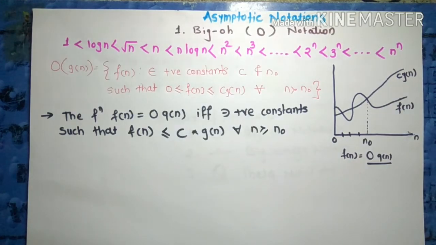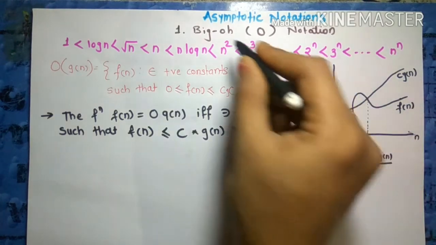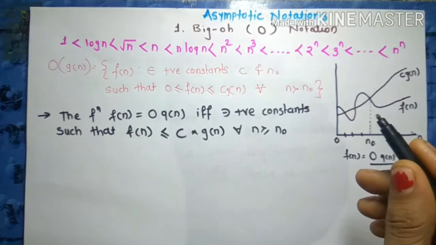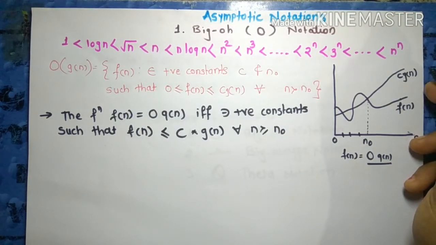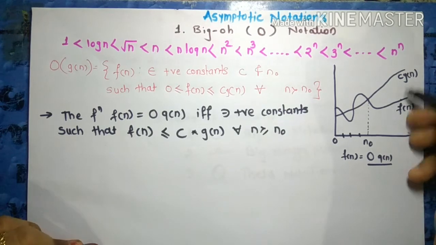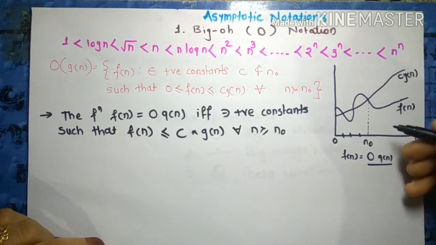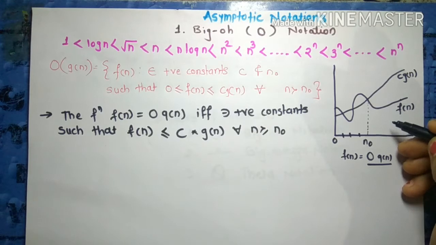We have seen that there are basically three types of asymptotic notation, that is big O notation, big omega notation and the theta notation. In this lecture we are starting with our first notation, that is big O notation. Big O notation represents the upper bound of the running time of an algorithm. Thus, it gives the worst case complexity of an algorithm.